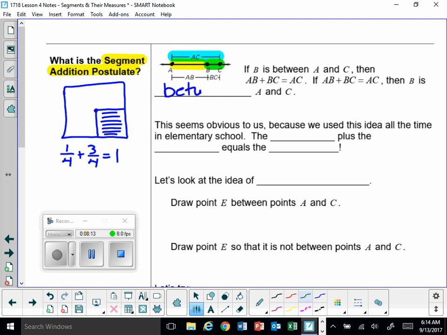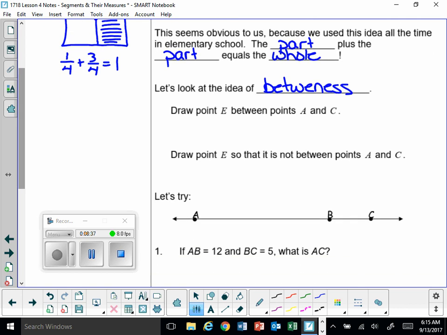This only works when you have one point between another two. So the part plus the part equals the whole is important. Let's look at this idea of being between, or betweenness, as you will see it written in a math textbook.